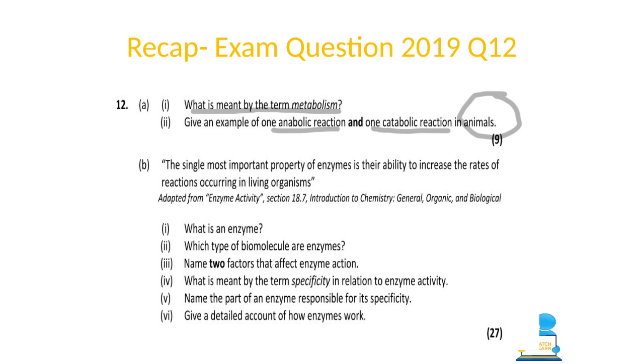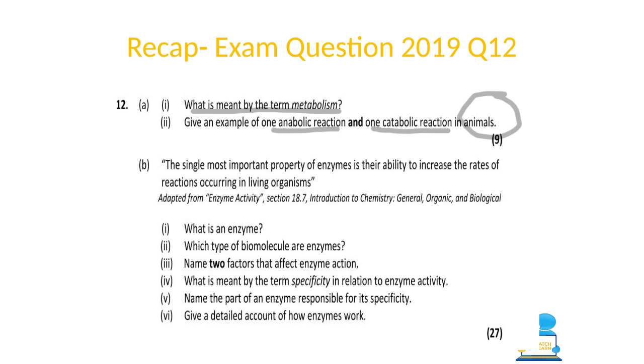So our definition for metabolism is the sum of all the chemical reactions in an organism or in the cells of an organism. One anabolic reaction in animals is protein synthesis, and one catabolic reaction in animals that we would engage in very regularly throughout the day is digestion. And there's 9 marks of the paper that hopefully, after going through this lesson, we would be able to get.